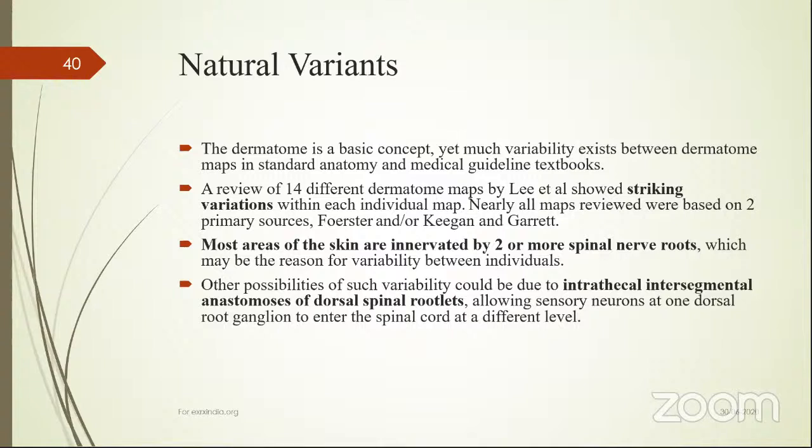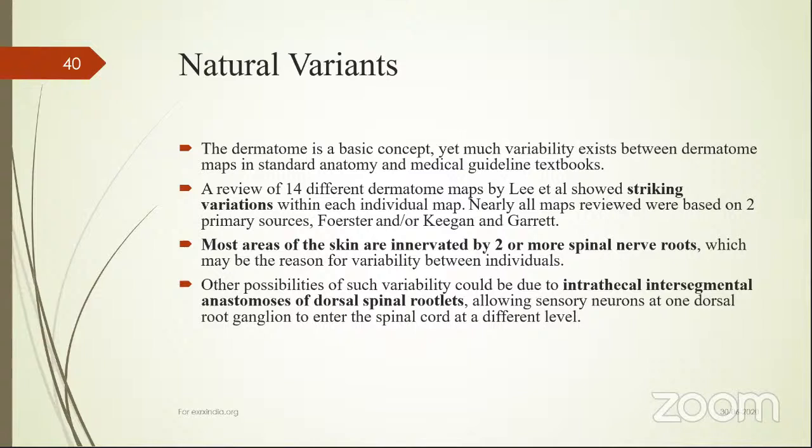Another thing you have to know, because we generally don't know this, is that intrathecally, inside the spinal cord, there is intersegmental anastomosis. That is, between the segments there is anastomosis of dorsal spinal rootlets. These dorsal rootlets have connections between the segments. So we can't correctly say which spinal segment supplies an area. That's why different authors give different mappings.